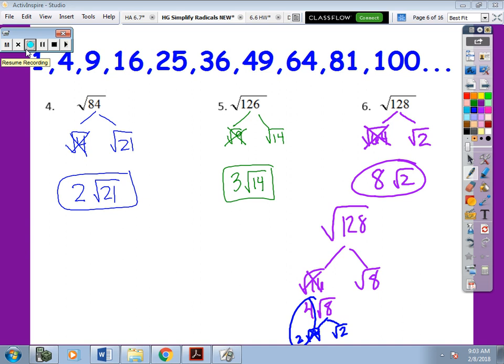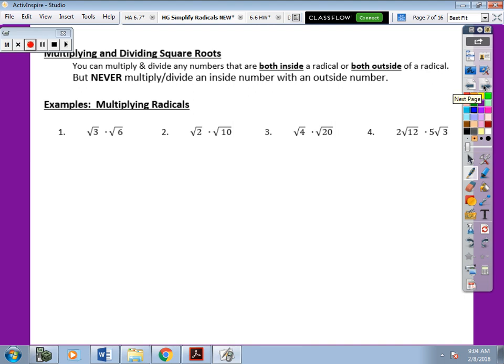All right, now in the back, we're going to take a look at multiplying and dividing square roots. So multiplying. You can multiply and divide any numbers that are both inside of a radical or both outside of a radical. You can think of them as like terms almost. So if they're both under square roots, you can multiply them. If they're both outside of square roots, you can multiply them. You cannot multiply an inside and an outside number. So like 2 times the square root of 3, you can't make that 6. So those will just stay there.